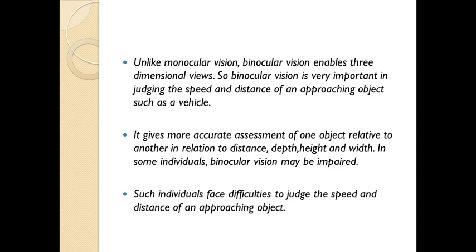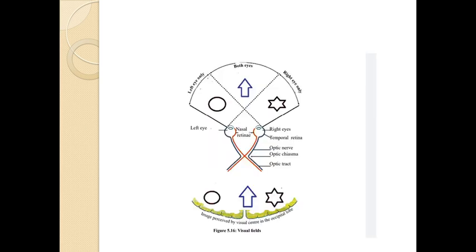In some individuals, binocular vision may be impaired. Such individuals face difficulties in judging the speed and distance of an approaching object. So this is a diagram that shows the visual fields.